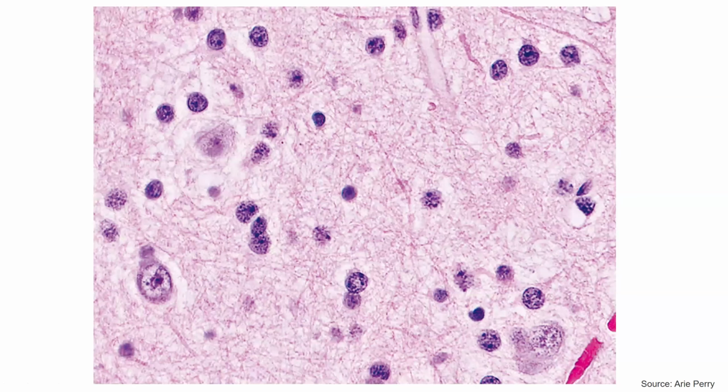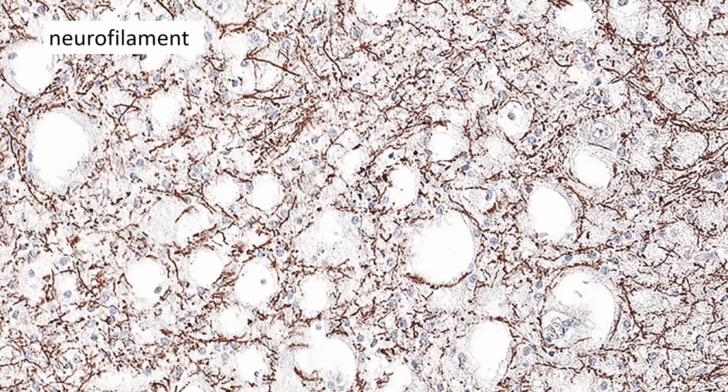Shown here at higher power, again, the tumor cells very, very monomorphic, scant cytoplasm, and mitotic activity is extremely hard to find if present at all. This is a neurofilament stain, which always helps to determine if it's truly an infiltrative tumor or not. So this is highlighting background processes that the tumor is infiltrating through.